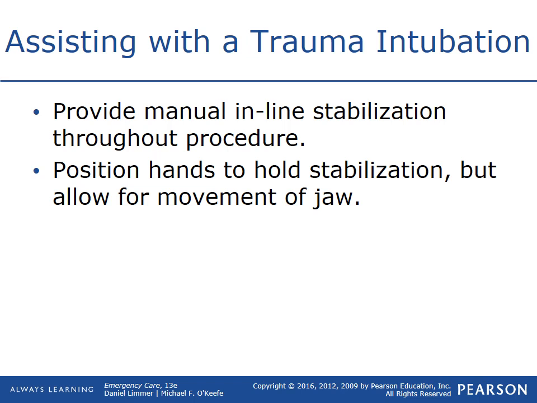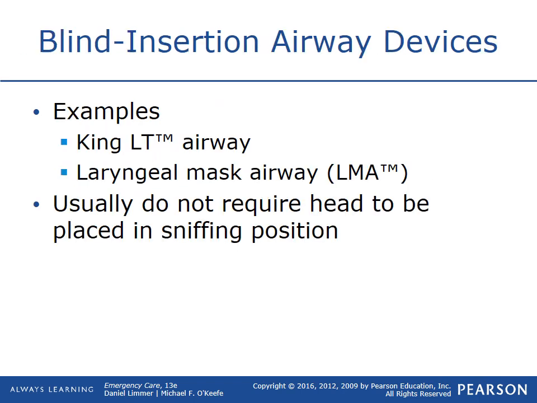If it's a trauma intubation, provide manual inline stabilization throughout the entire procedure. Position your hands to hold that stabilization, but allow for movement of the jaw. The blind insertion airway devices are the King LT airway or the LMA. This doesn't require the head to be in the sniffing position.